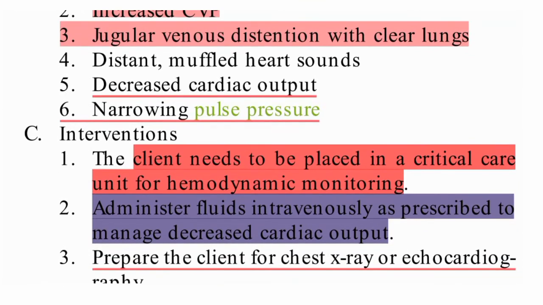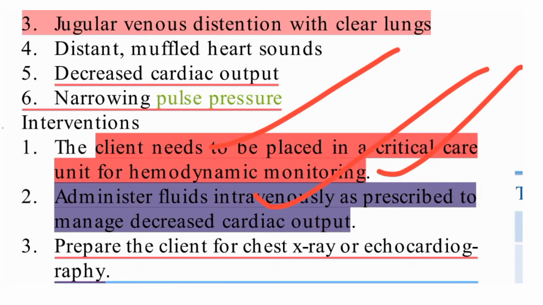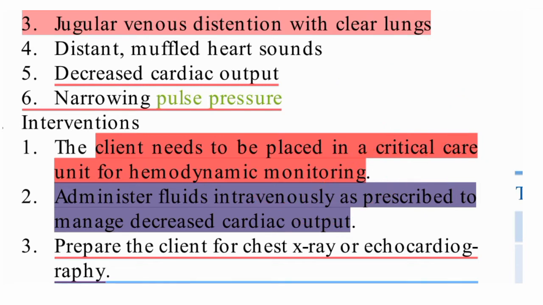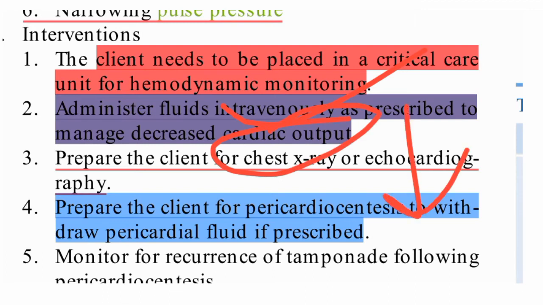Intervention. So what are the interventions we need to do? The client needs to be placed in the critical care unit for hemodynamic monitoring. So the patient should be kept in the critical care unit, that means ICU, and administer fluid intravenously as prescribed to manage the decreased cardiac output. So cardiac output will be decreased, so what do we need to do? Cardiac output is decreased, so the patient will go into hypovolemic shock.